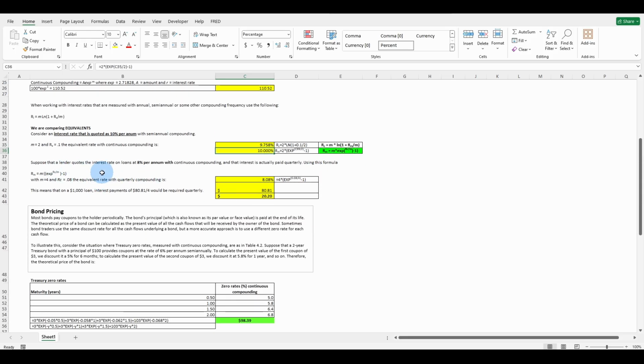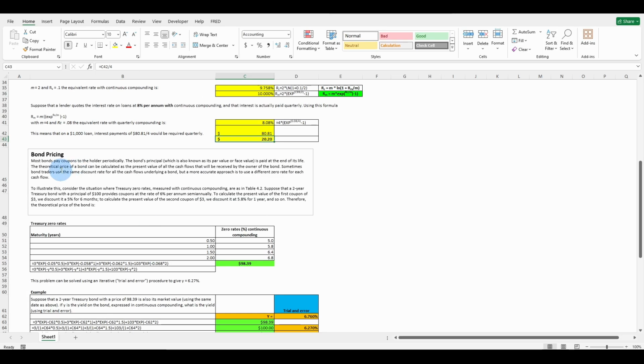Suppose that a lender quotes the interest rate on loans at 8% per annum with continuous compounding. That interest is actually paid quarterly. Use this formula. Remember I said you're just going to do some multiplication here? We've used it in the past with M is equal to 4 and RSC equals 0.08. Here we just have 8.08. We use 4 times EXP of 0.08 divided by 4 minus 1, which gives 8.08%. On 1,000 times this formula, 80.80. It's paid quarterly, so divide that by 4.